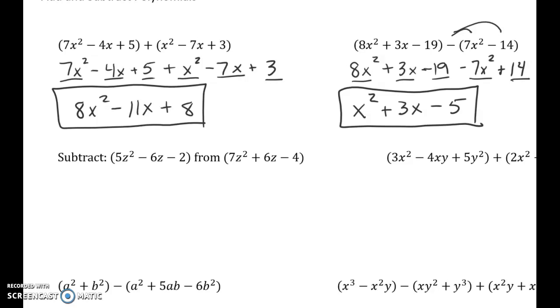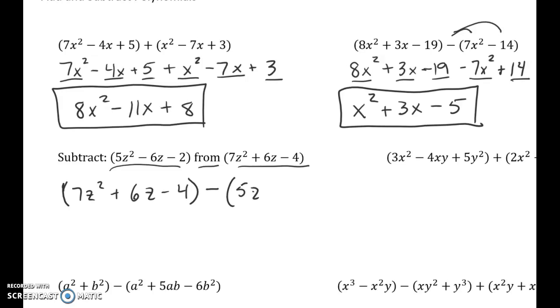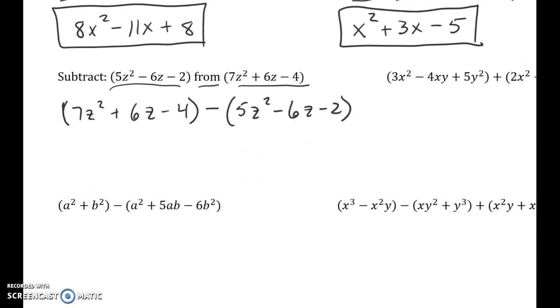This next one has a little bit different situation with the wording. It says subtract this polynomial from this other polynomial. So what you want to do is you want to write 7z squared plus 6z minus 4, that polynomial. You want to write that one first. And this is the one you're subtracting, the 5z squared minus 6z minus 2. So you want to make sure you get them in the right order.